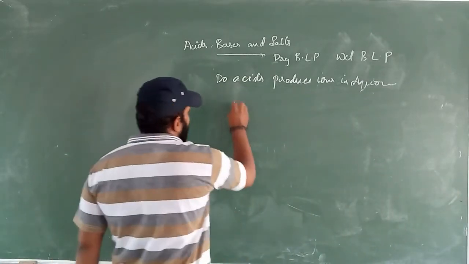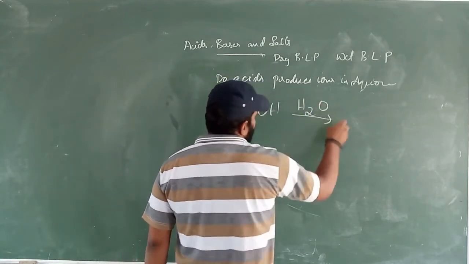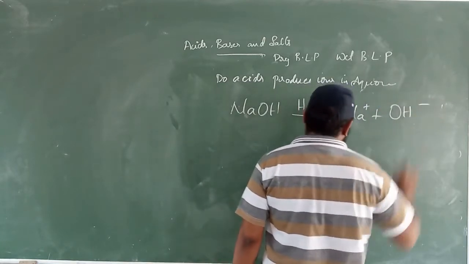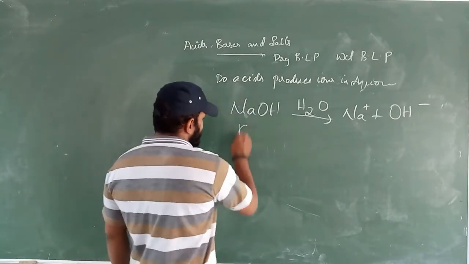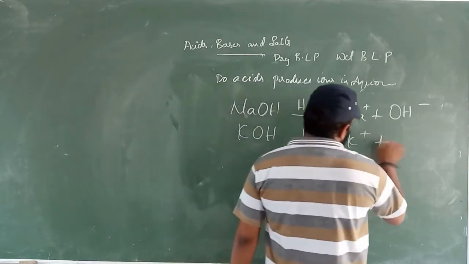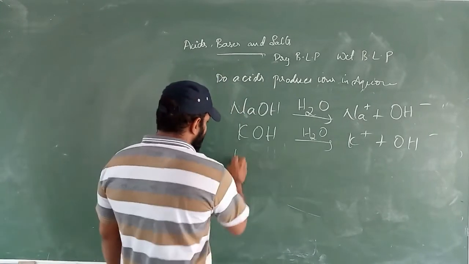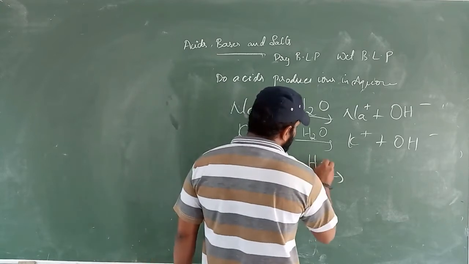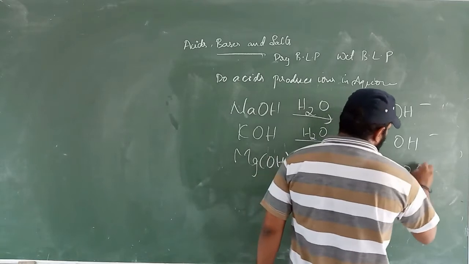Base, if you take NaOH in the presence of water, it will produce Na plus and OH minus ions. So base will produce hydroxide ion. If you take KOH in the presence of water, it produces K plus and OH minus hydroxide ion. If you take magnesium hydroxide, Mg(OH) twice, in the presence of water, it produces Mg 2 plus and 2OH minus ions.